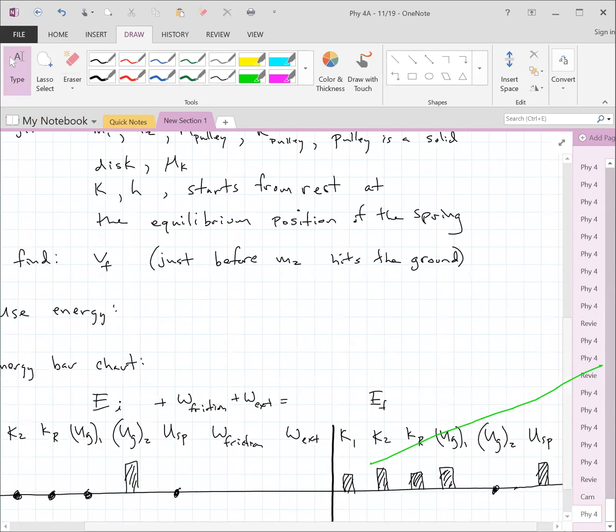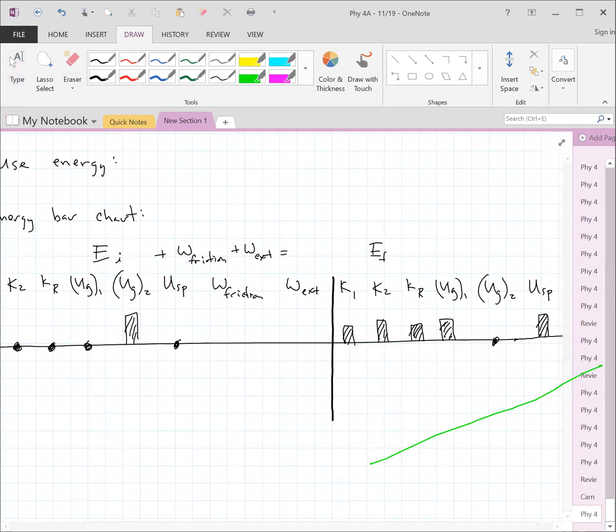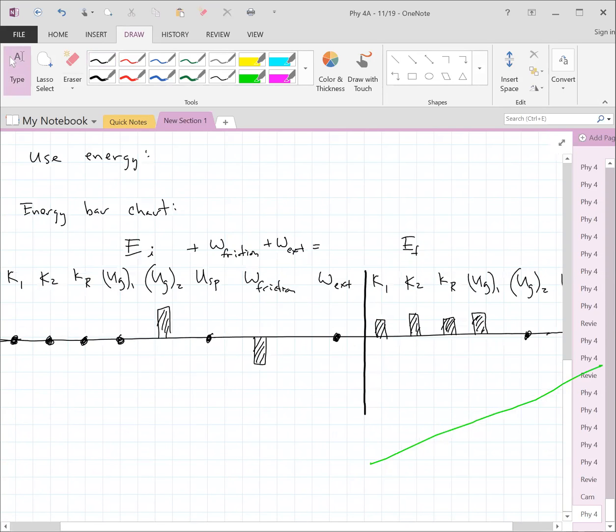Now let's go back and take a look at friction. We do have friction in the problem. We just have friction on mass 1. And so that's only one friction term. The work done by friction is negative. So I'll have some amount of work done by friction there. And I have no external forces reaching into my system. I'm including the spring in my system. I'm including the earth in my system. So I've got no external forces. And so there's my bar chart.